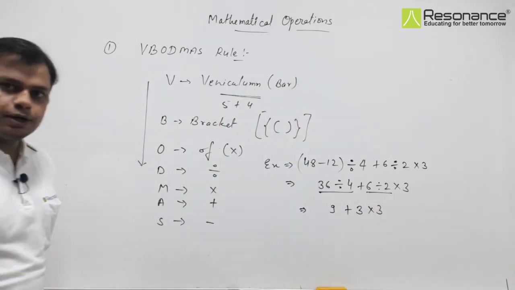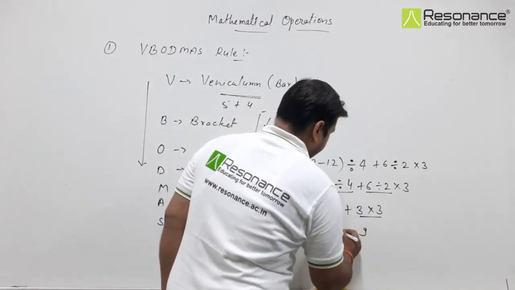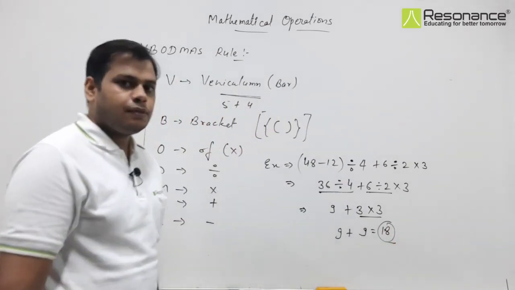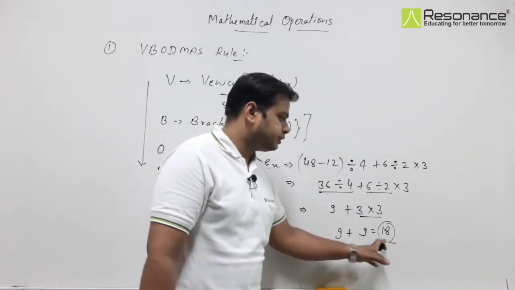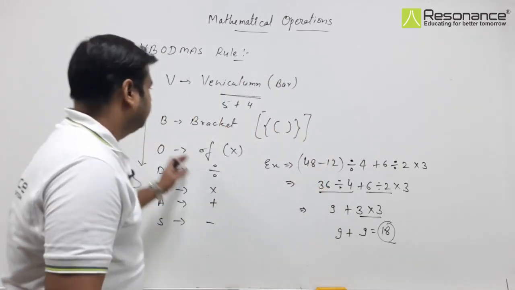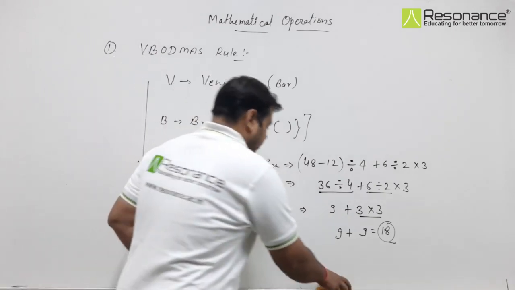Now we have to solve multiplication, then addition. So 3 threes are 9. 9 plus 9 gives us 18. So the solution of this equation is 18. So this is how we have to solve any kind of equation by following this procedure.